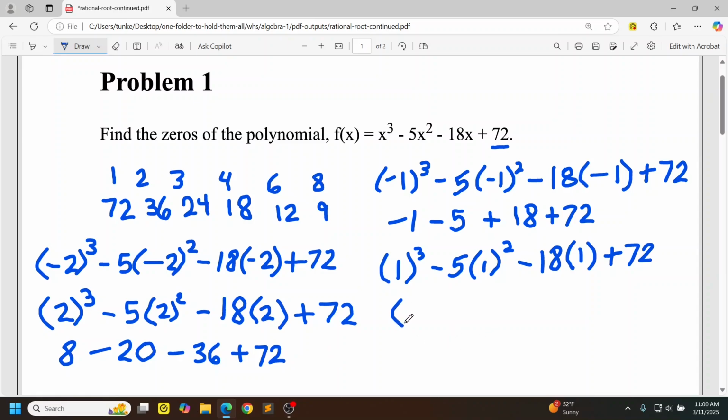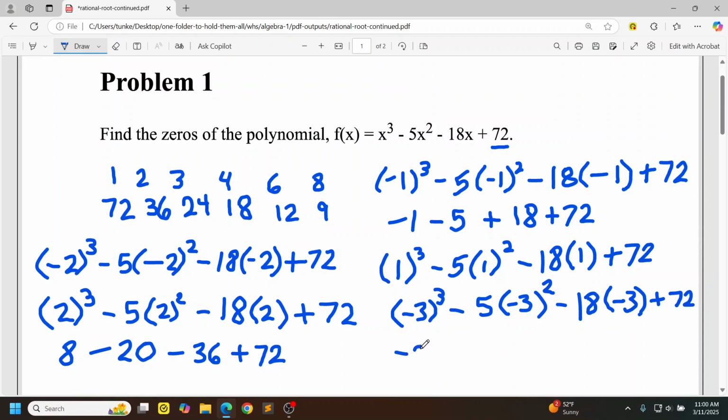Let's go to negative 3. And I think it's good to illustrate that you don't necessarily find the 0 right away on these types of problems. So 5 times negative 3 squared minus 18 times negative 3 plus 72. Okay, so negative 3 cubed is negative 27.